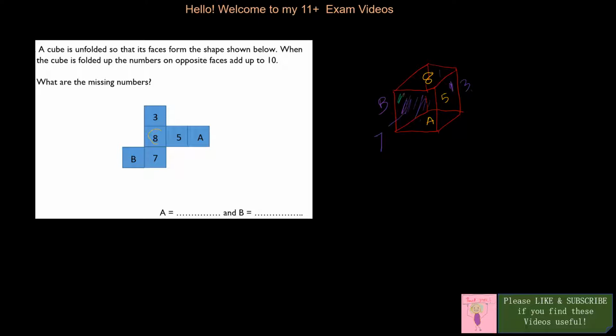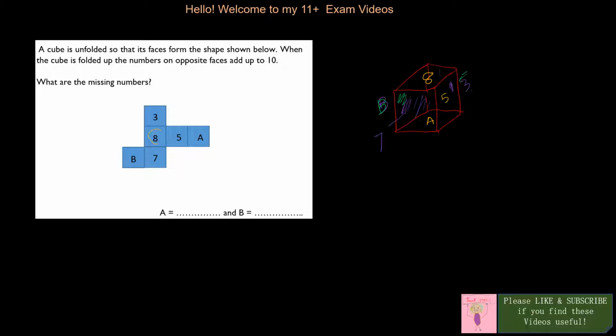It's this face that's going to be B. So that's my B. So 5 and B. And 8 and A are opposite, 5 and B, and 7 and 3. So 7 is this face. Sorry, 3 is this face, 5 is the front face. Okay, I think you get it. That's the way I'm going to put the numbers on the cube.